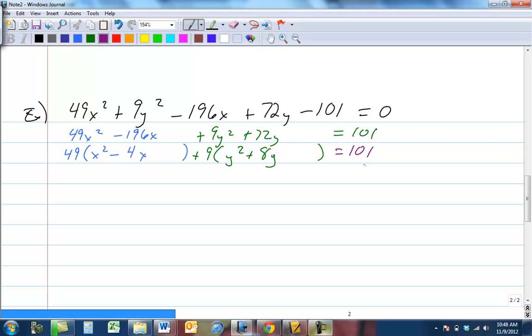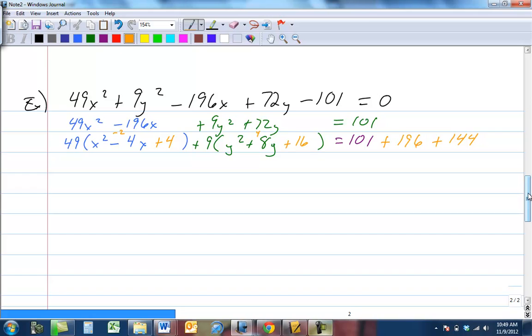So now, complete the square both times. Half of b here is -2, so we're going to add 4 here. But what am I going to add to the right side? I've got to actually multiply that 4 times 49, so I'm actually going to add 196 to this side. And on this side, half of b is 4, so I'm going to add 16. But when I distribute the 9, I'm actually adding 144.